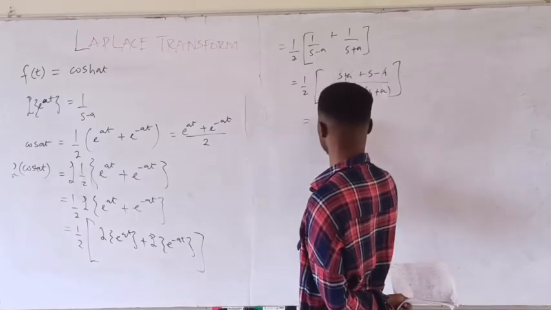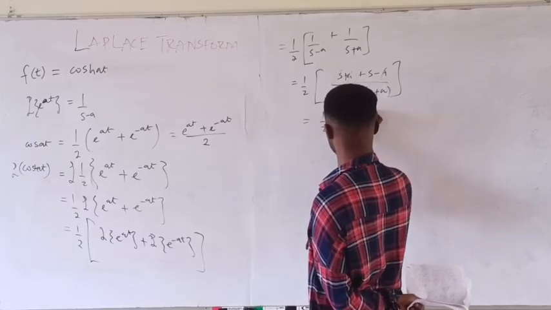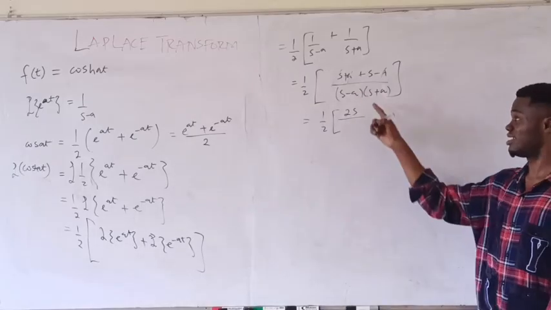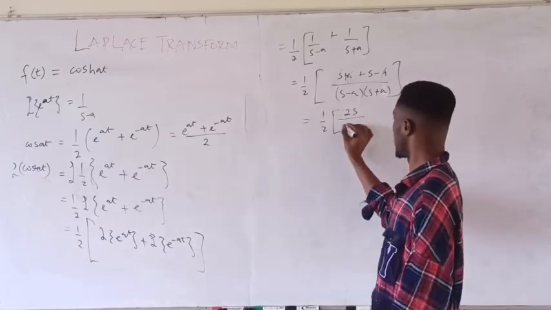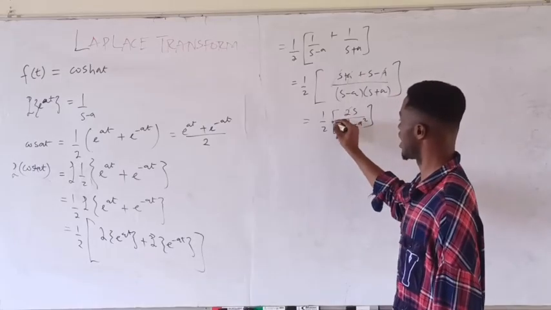So what I have left is 1 over 2 into 2s divided by, now at the denominator, as you can see, this is the difference of 2 squares, so I can write s squared minus a squared. Alright, so 2 can cancel 2.